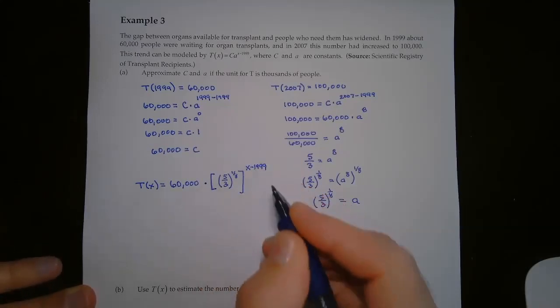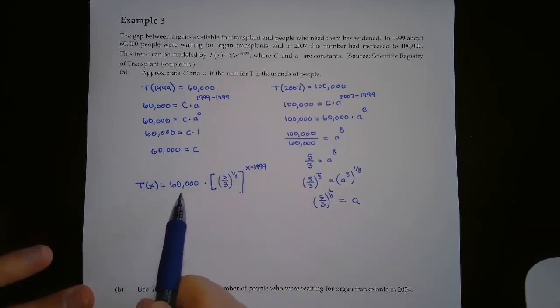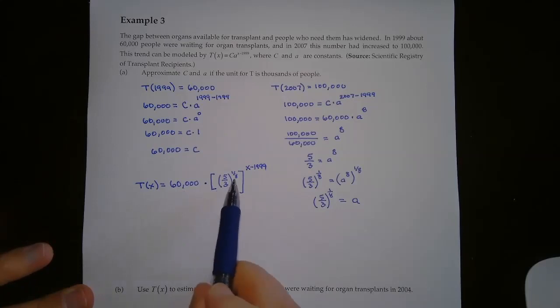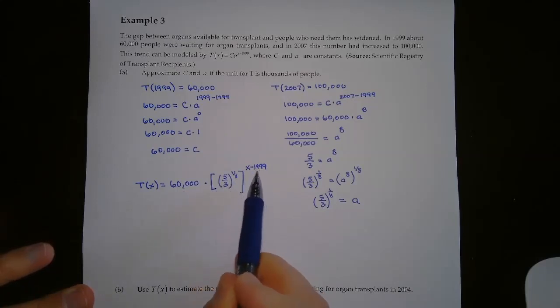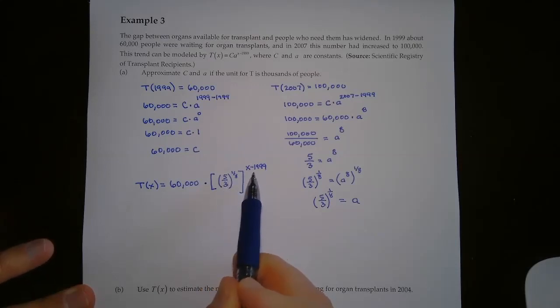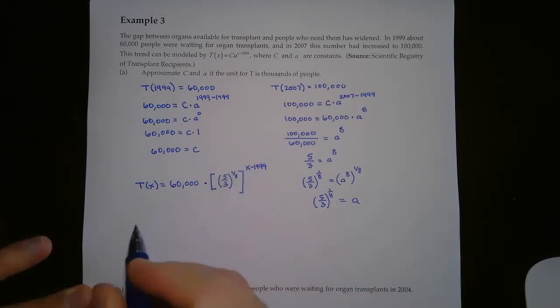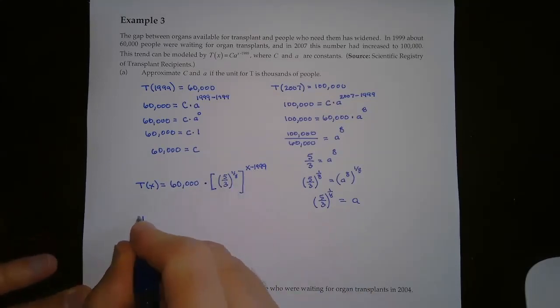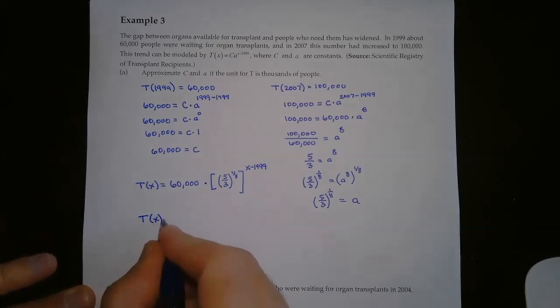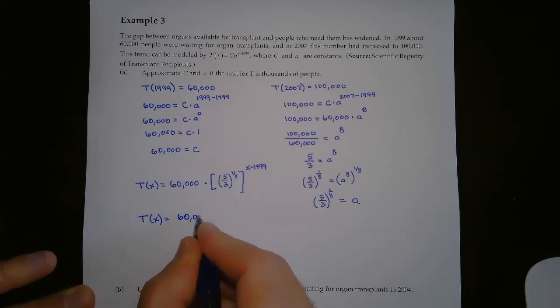Now, what is T of x? T of x is equal to 60,000 times 5/3 to the 1/8, raised to the x minus 1999. What do I do with these exponents? I multiply them. And 1/8 times x minus 1999 is just x minus 1999 over 8. So that would be our function. T of x would be equivalent to 60,000.